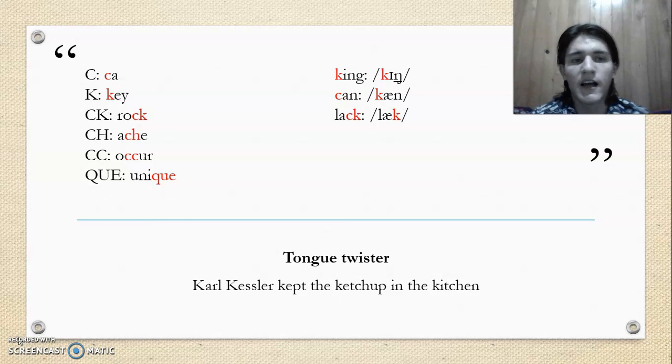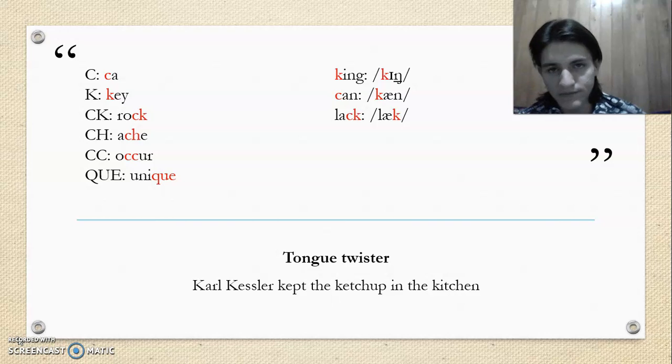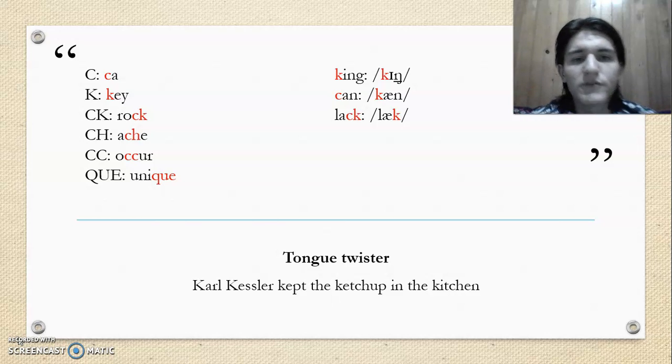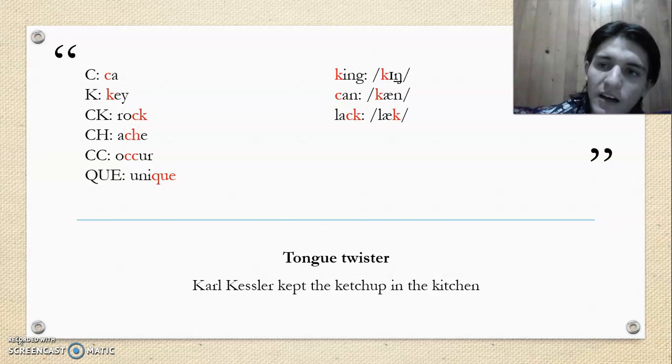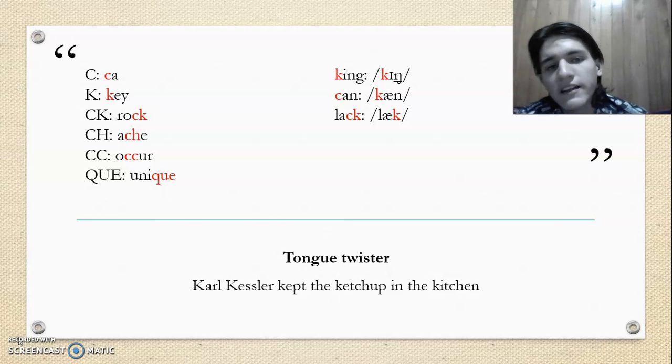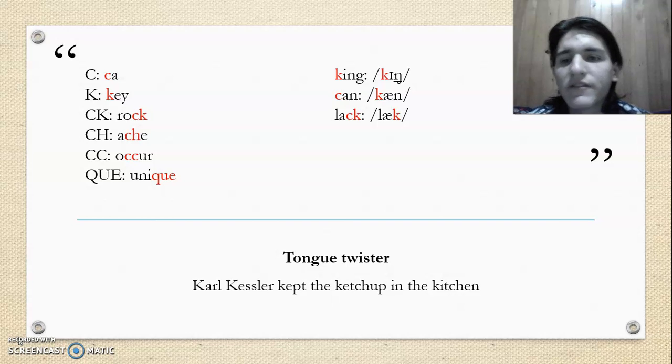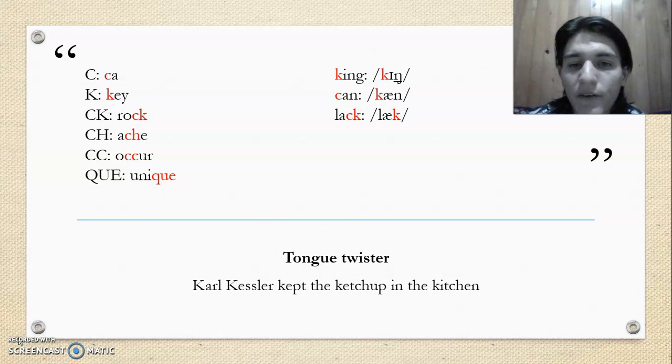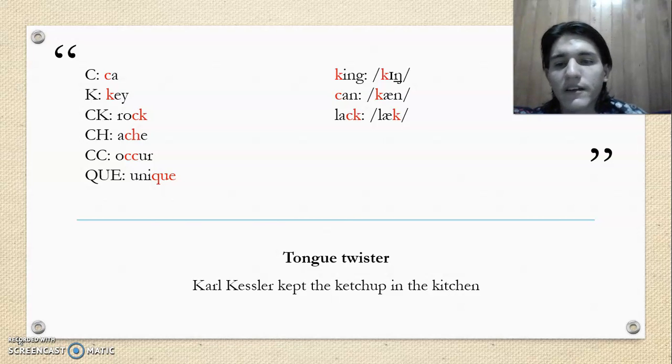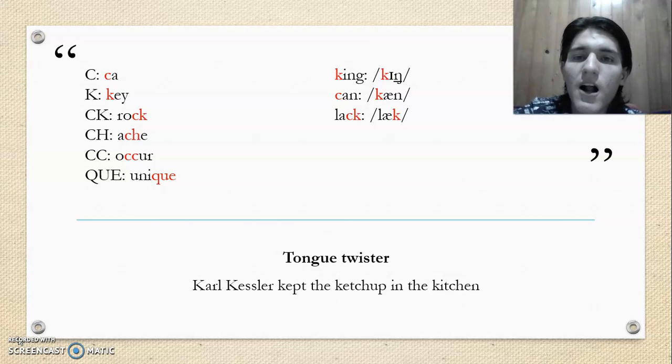Well, this sound is made by stopping air with the back of your tongue in your throat. It is made with a strong puff of air at the beginning of words and syllables. Well, how to make this sound? First, slightly open your mouth and keep your lips in a neutral position. Raise the back of your tongue toward your throat and stop the air with the back of your tongue, and then release it with a strong puff.